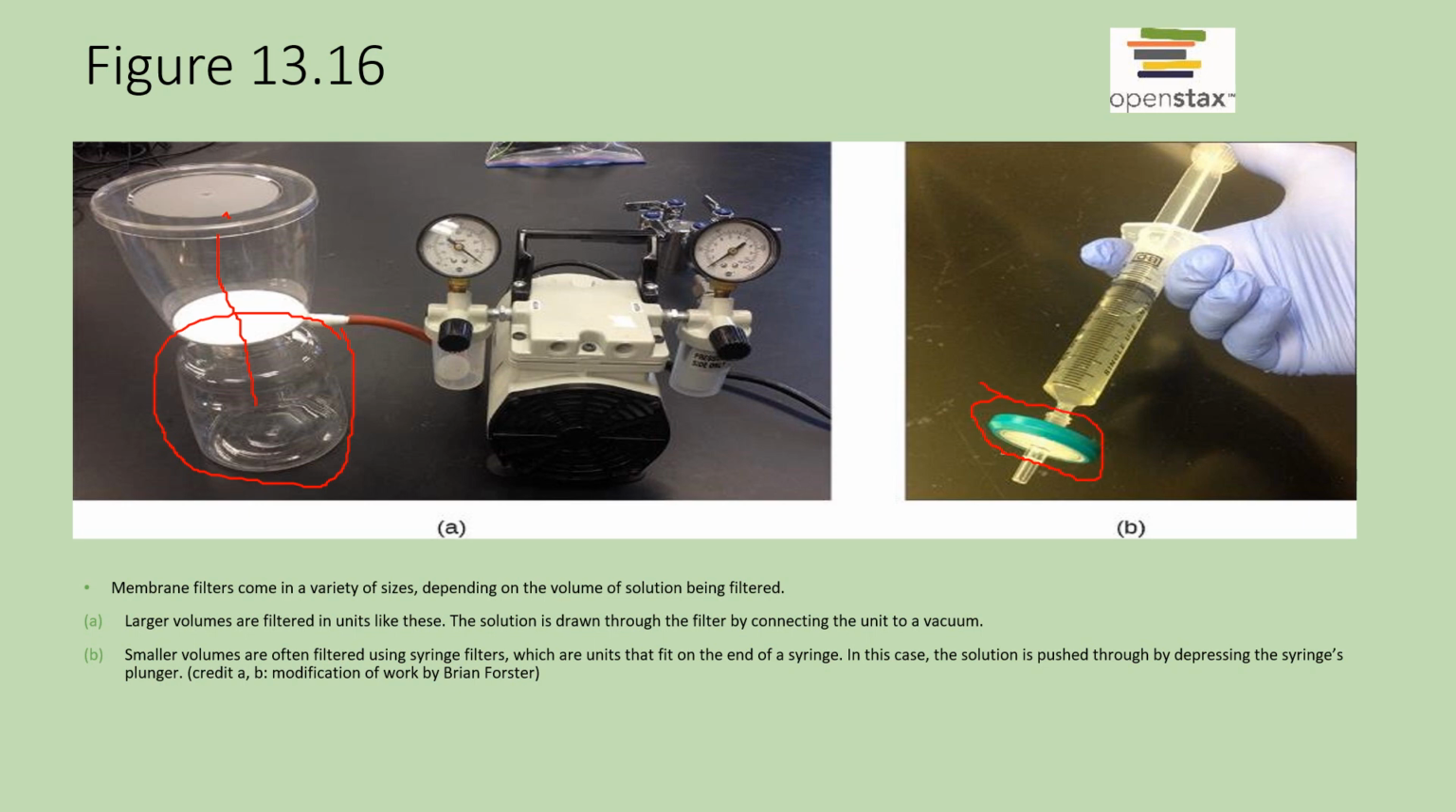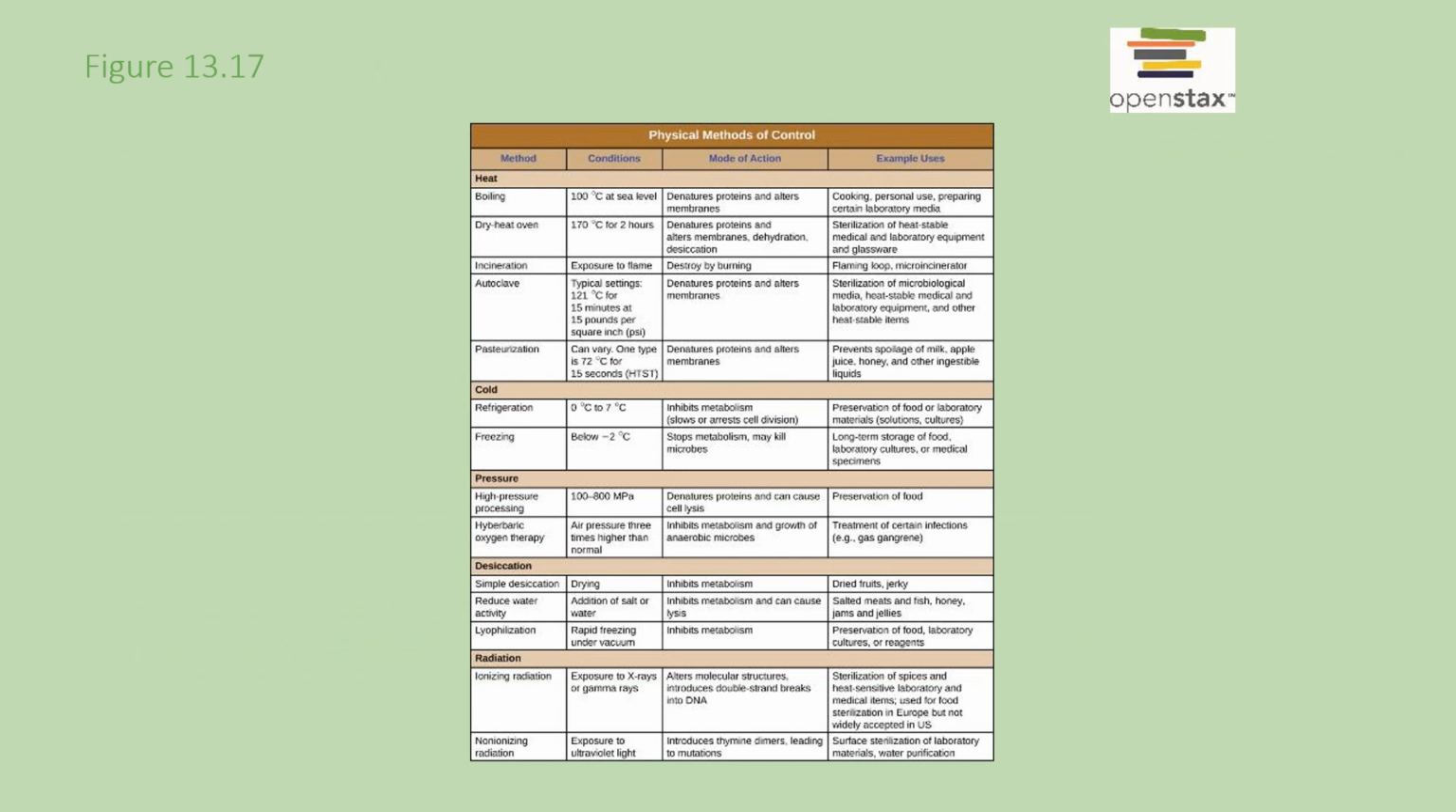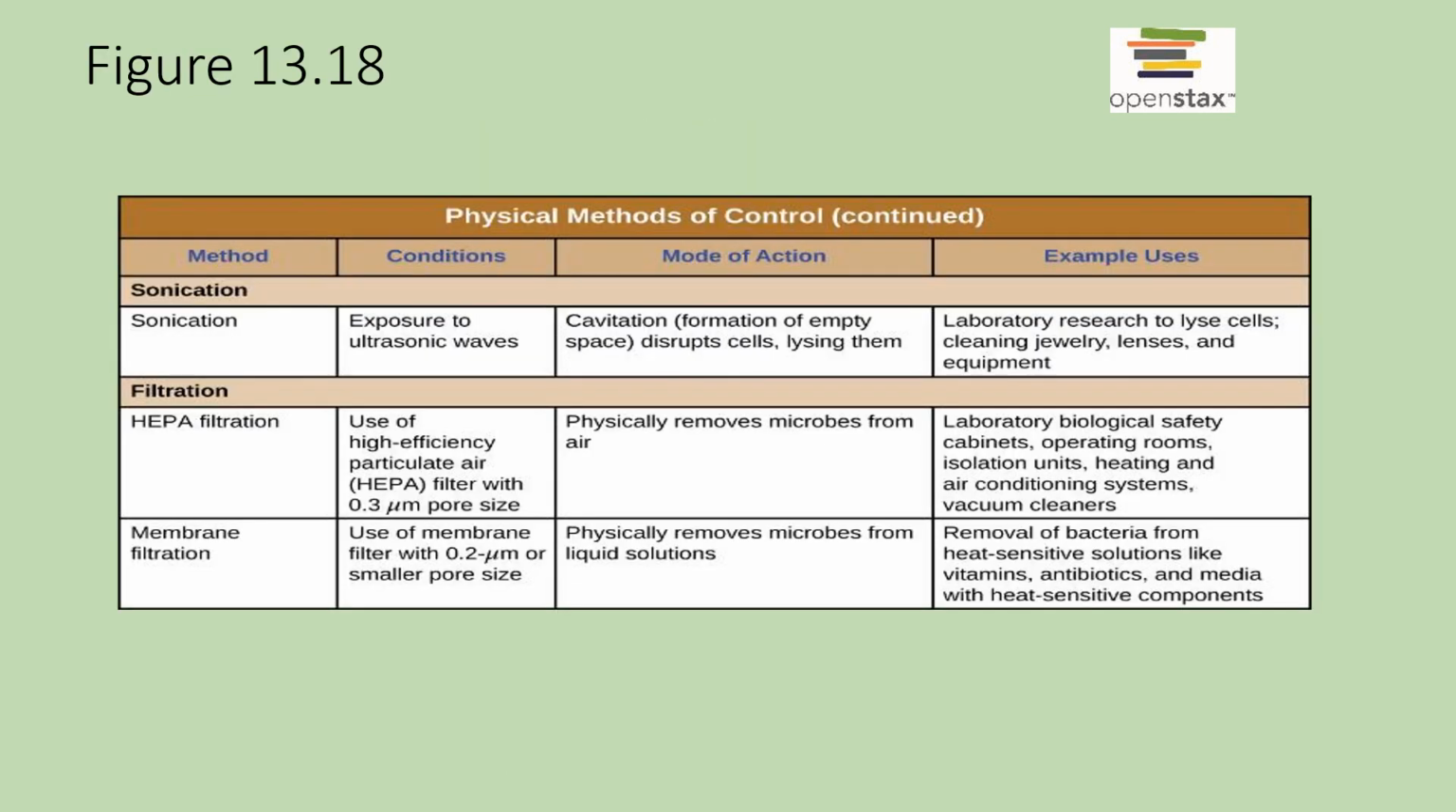This is what we do a lot in the lab for certain solutions, where we have sterile test tubes, which you will put the sterile test tube on the end here. You've got your solution in the syringe, just as you see here. And when you push the plunger down on the syringe, it is going to push this liquid through here. And what comes through now on this side, going into your test tube, is sterile. Like I say, you do this for heat sensitive things. So this table is just showing some of the physical methods, just a summary of it, from the heat to cold, pressure, desiccation, radiation, sonication, and filtration methods.